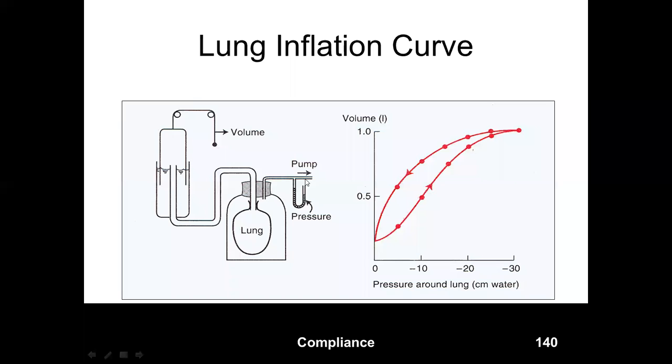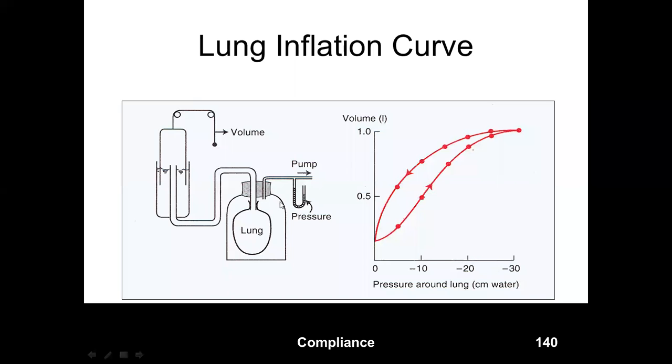When you take air out of this chamber, you drop the pressure outside here, so the pressure here becomes more negative. Because it becomes more negative, the pressure within the lung becomes greater than the pressure outside the lung, and that causes it to stretch. So anytime you take air out of the chamber, the lungs stretch. Why does the lung stretch?